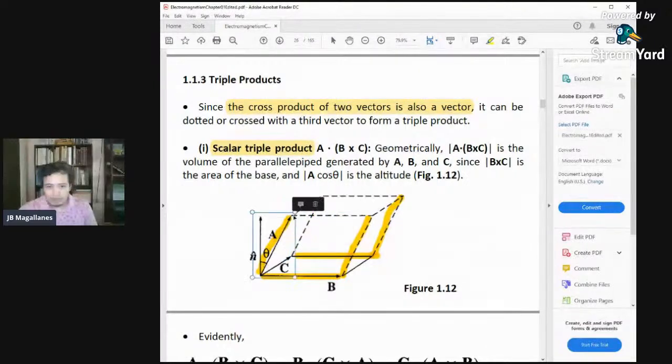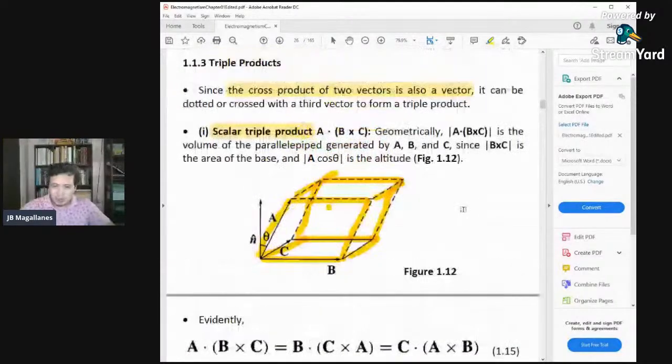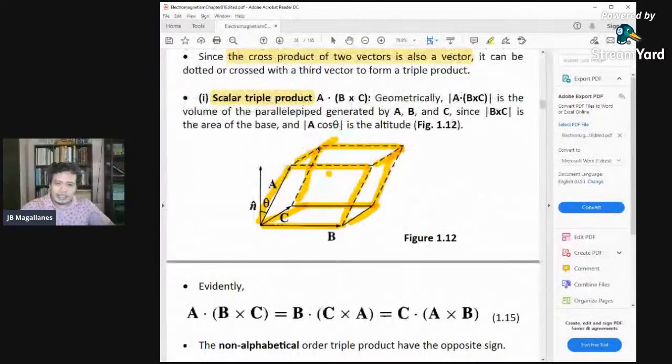You can project it here, you can project it here. And then the C, you can project this C to here, here, and here. So that's the parallelepiped, if you're having difficulty in pronouncing it. So A dot B cross C is also equal to B dot C cross A, and this is also equal to C dot A cross B.